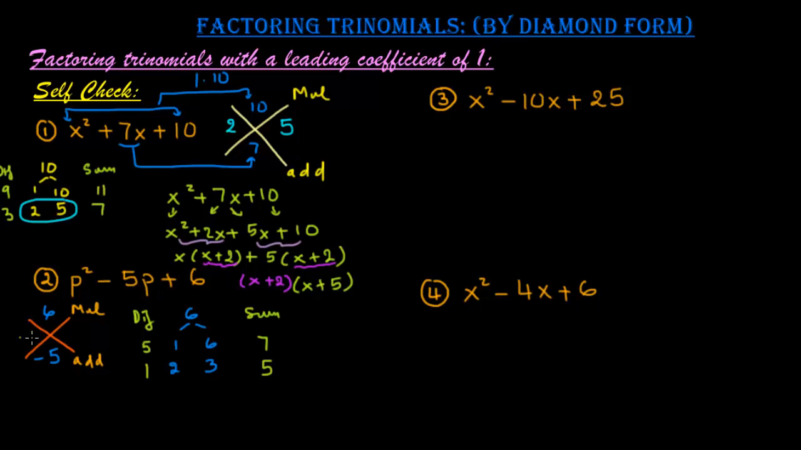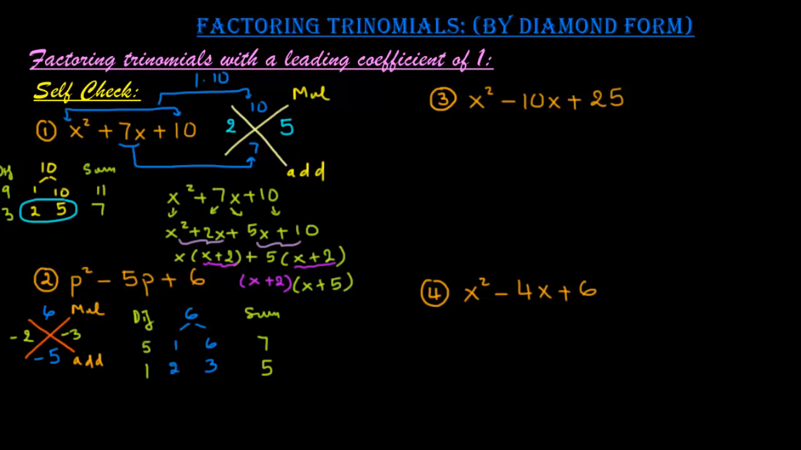So I fill in 2 and 3 in this case. So 2 plus 3 gives me positive 5, not negative 5. So I will put a negative on both. So negative 2 plus negative 3 gives me negative 5. That's correct. Negative 2 times negative 3 gives me positive 6. That's perfect. So that's the pair we're looking for, negative 2 and negative 3.